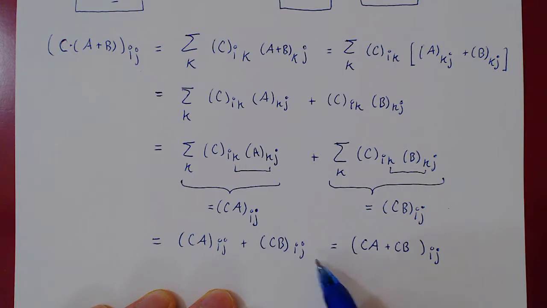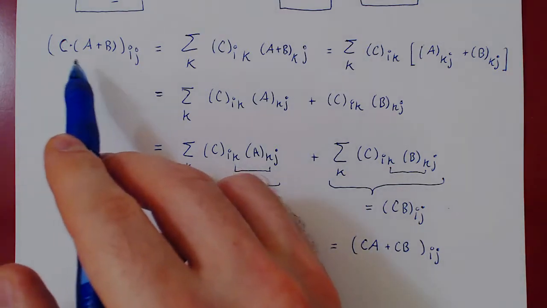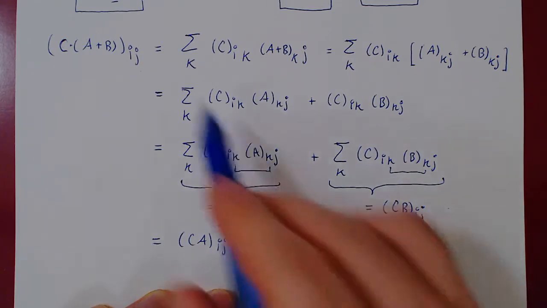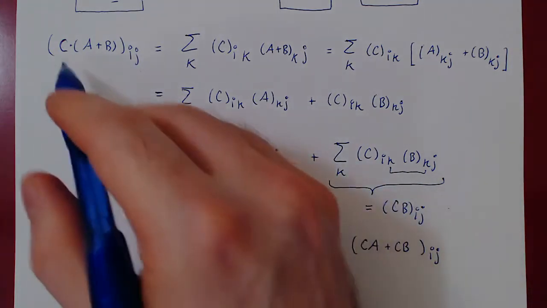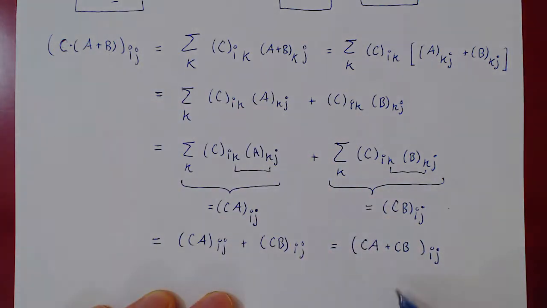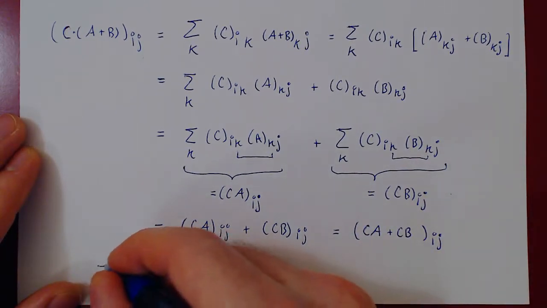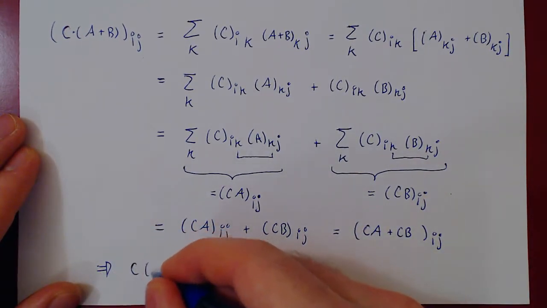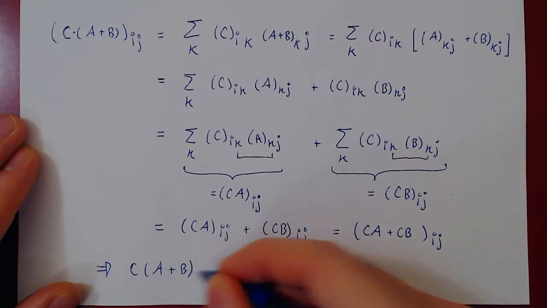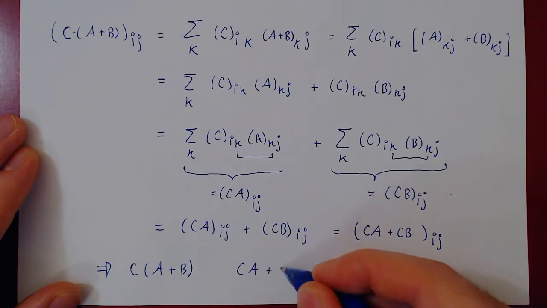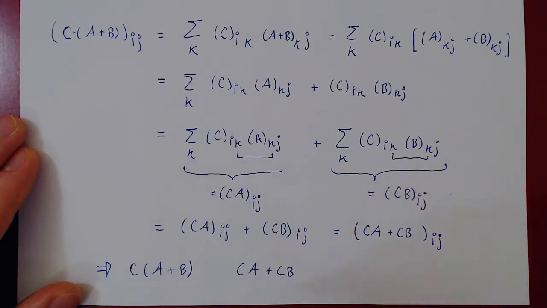But this proves that the matrix C times (A plus B) and the matrix CA plus CB have the same corresponding entries. And so this proves that the matrix C times (A plus B) equals CA plus CB. And this completes our proof. As both matrices, C times (A plus B) and CA plus CB, have the same corresponding entries and the same size, they are therefore equal.